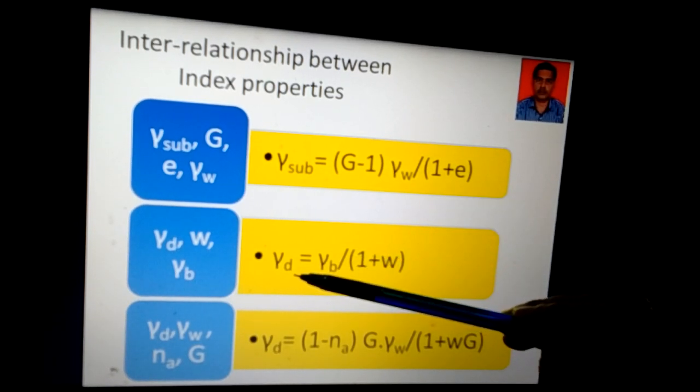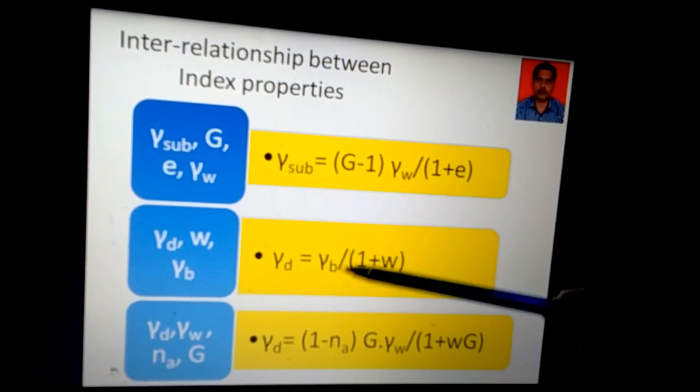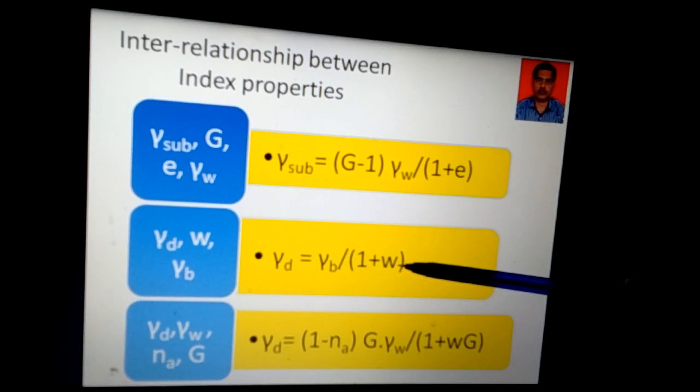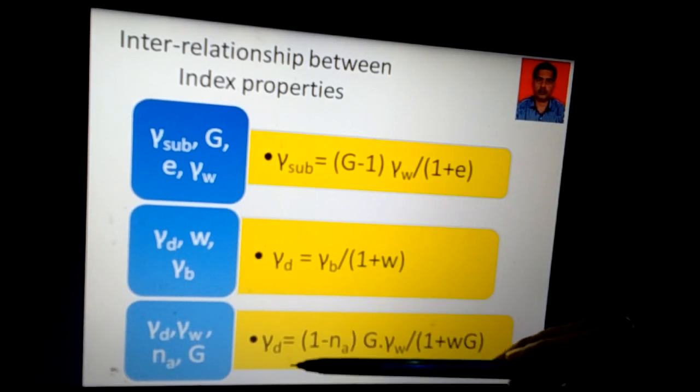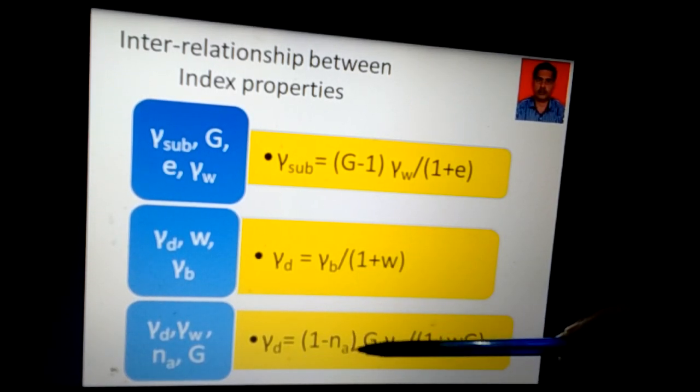Gamma D, dry density, is equal to bulk density divided by 1 plus water content. And gamma D is also equal to (1 minus Na), percentage air voids, into G gamma W divided by 1 plus water content W and specific gravity G.